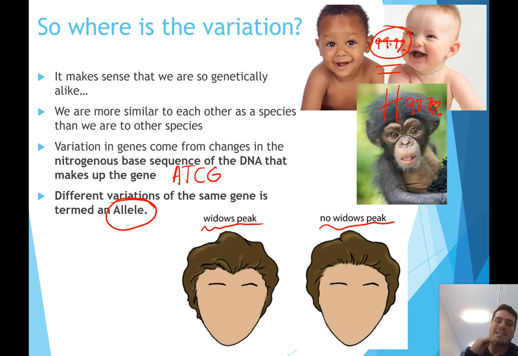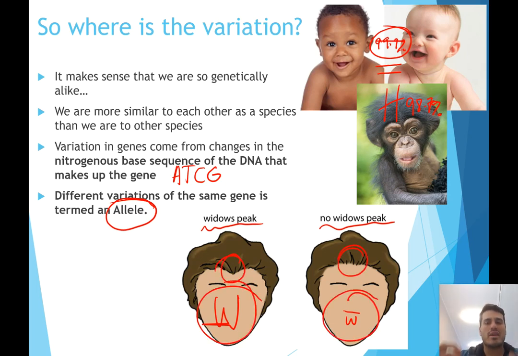All right, and so if you have widow's peak, we say that you have the big W allele. Okay, if you don't have widow's peak, you actually have the little w allele. So they're just different versions of the gene that decides what your hair looks like right here. As you can see, I have widow's peak.